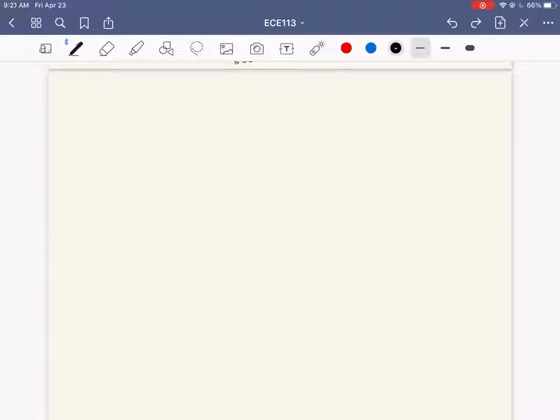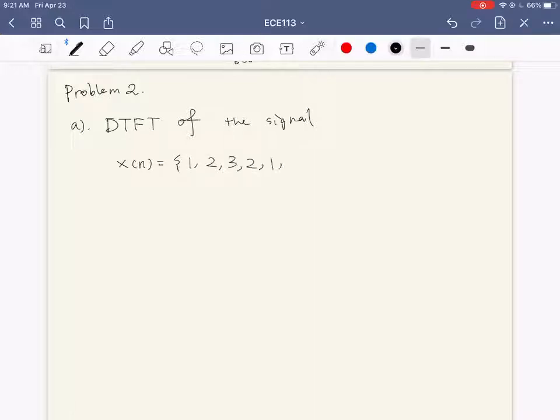Okay. So let's come to the second problem. In this problem, you see the relationship between our Fourier transform, of course the DTFT, and the DFT, just as you guys have mentioned. So first, let's start with something we're familiar with. Determine the Fourier transform, or you say DTFT, of this signal 1, 2, 3, 2, 1, 0.